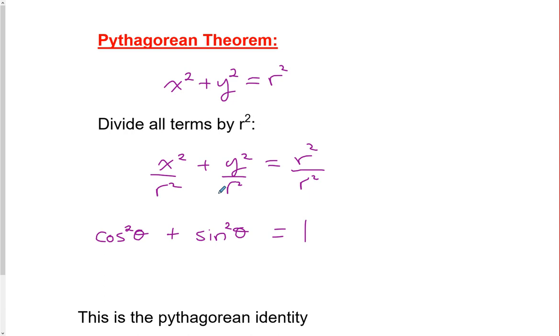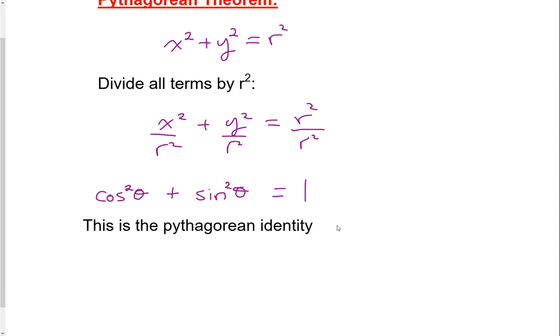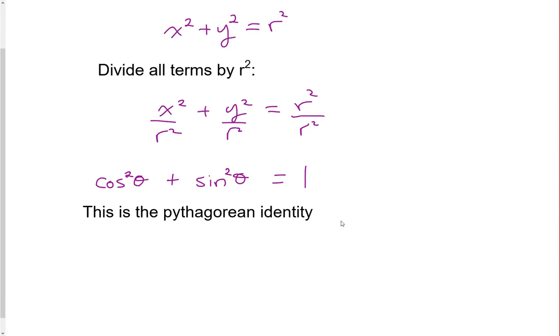So this is what we call the Pythagorean trig identity. This is an important one. So what I want to do is actually write out all 3 versions of this, and I'm going to ask you to add that to your cheat sheet. This is an important one that we're going to want to use and you're going to want to have at your fingertips. So here we go. I'm going to write all these out.